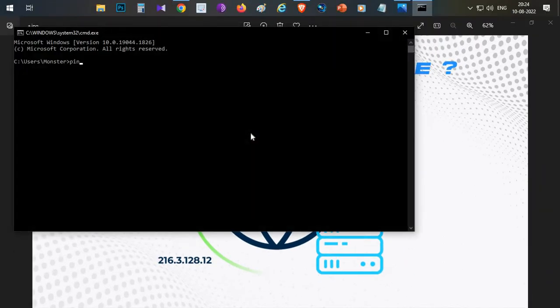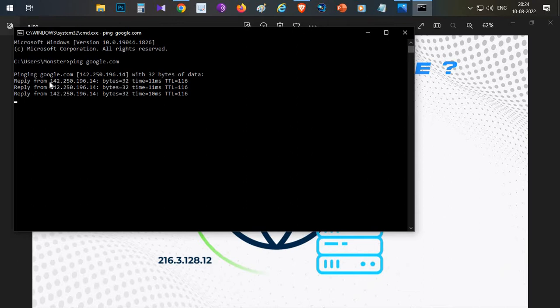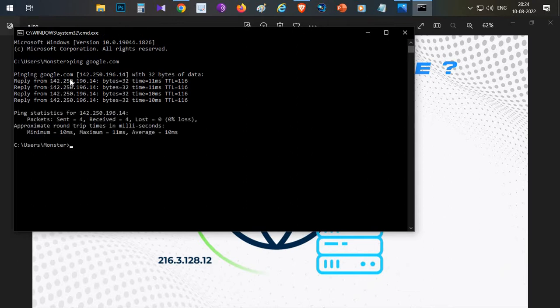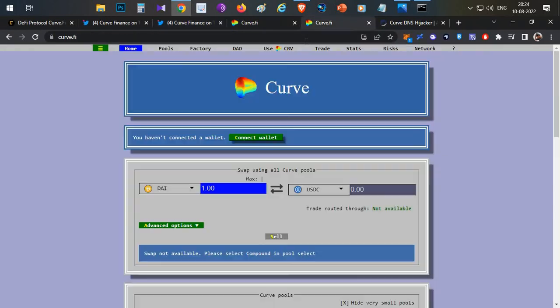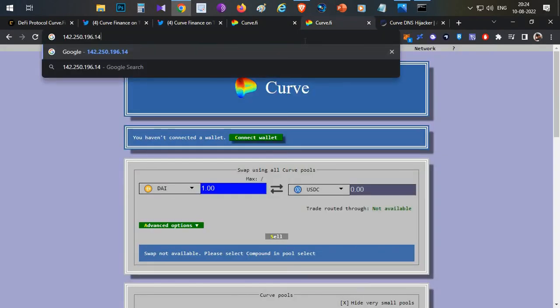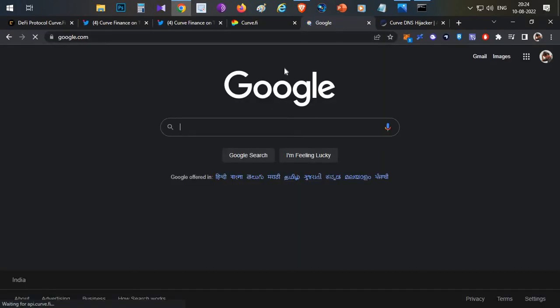In the command prompt, I'm just going to ping google.com. If you do that, you can see I'm getting a reply from a certain IP address. Now I'm copying the address. The actual website is hosted here. Now I can open this IP address. I'm typing the IP address, and even if I type the IP address, the page will be redirected to the Google website. So this is what is happening. This is what DNS is doing.